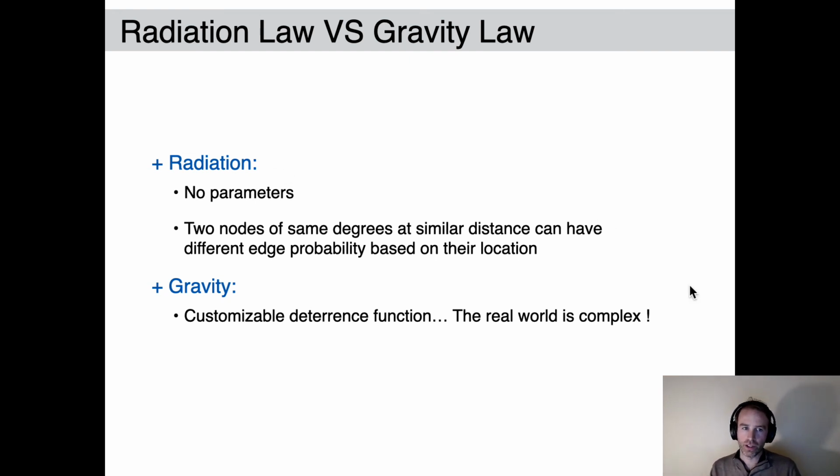So in these situations, clearly, you have to be careful and use an appropriate deterrence function, which you cannot do with the radiation model, which has no parameters.